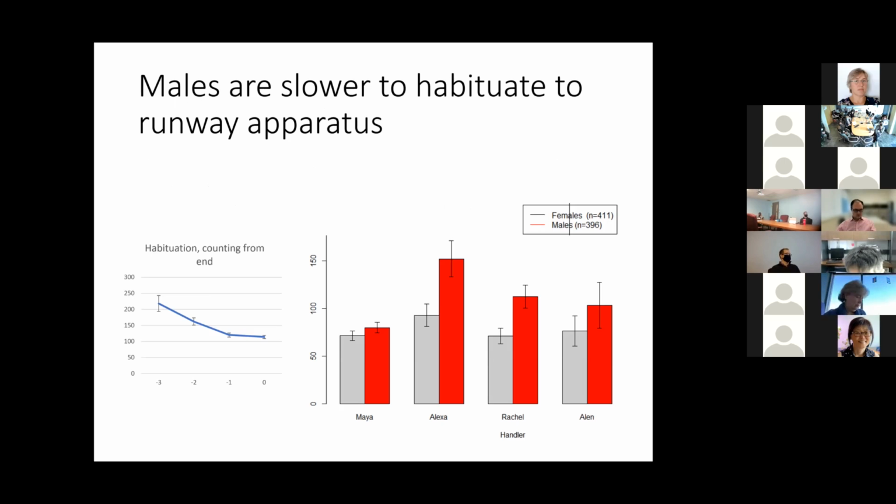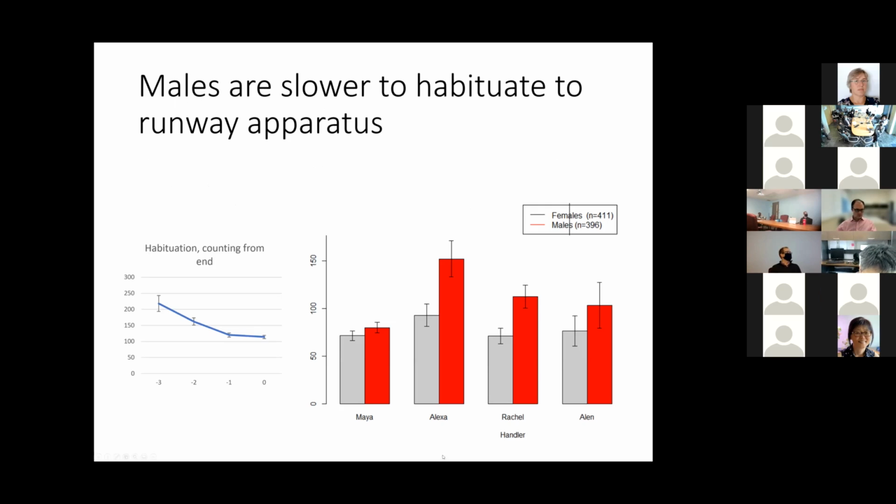And this is apparent even before you start giving them the cocaine. They are slow to habituate. We run a few habituation sessions with no cocaine. You just put them on the apparatus and let them run around. And we noticed the males are consistently slower to do that. They take longer to reach the end of the corridor.